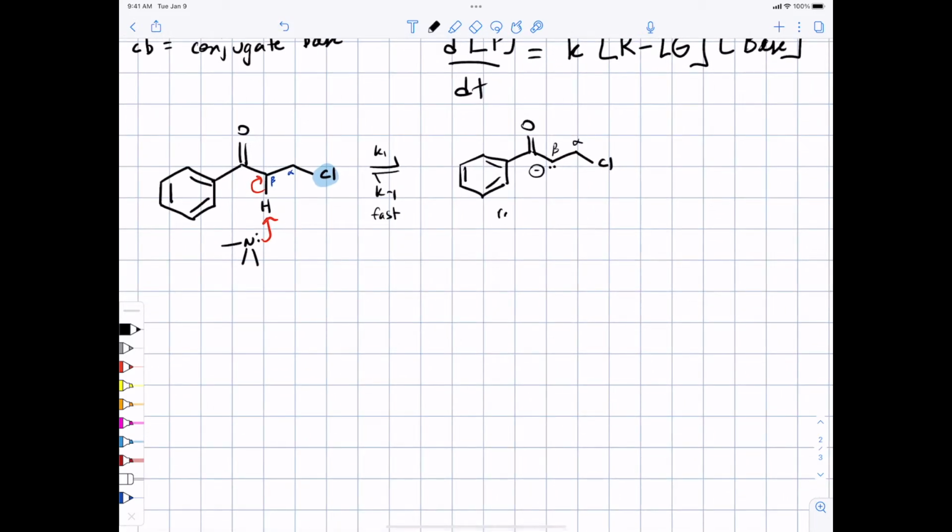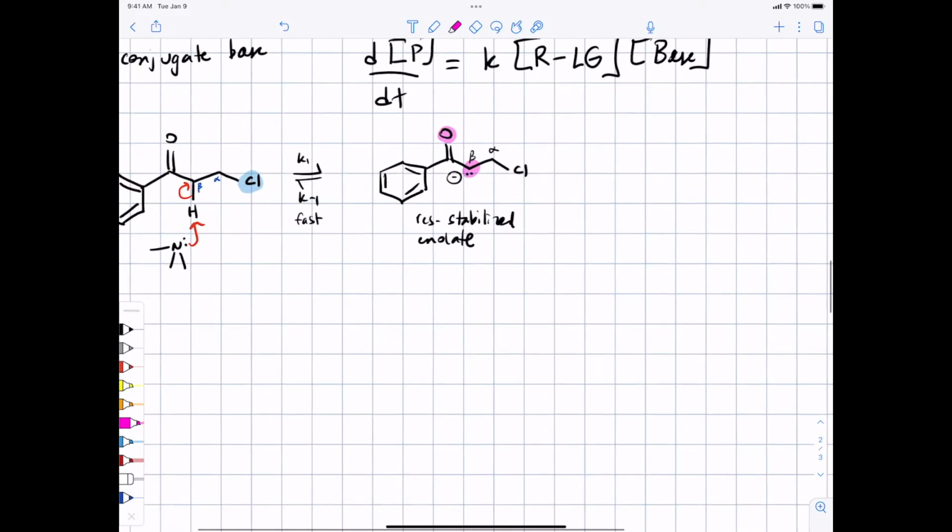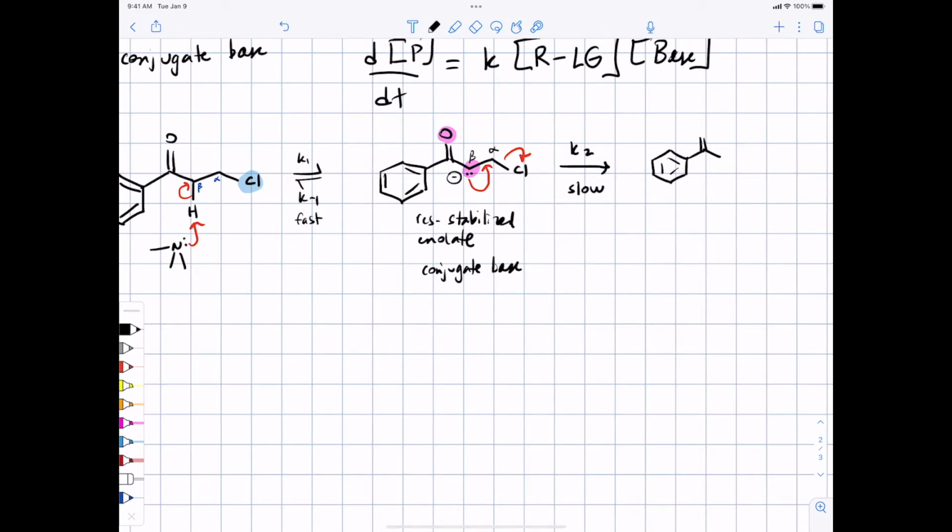Do you see how this is a resonance stabilized enolate? I'll just highlight that by reminding you that we can delocalize the charges there. So that conjugate base of our starting material is relatively stable. It survives for a while, and so this second elimination step is slow. At that stage, these electrons kick down and the leaving group leaves, and that gives you your alkene product, with Cl minus as the leaving group.